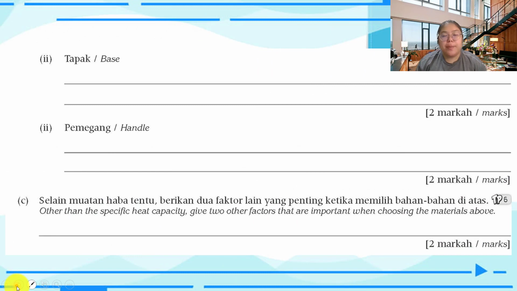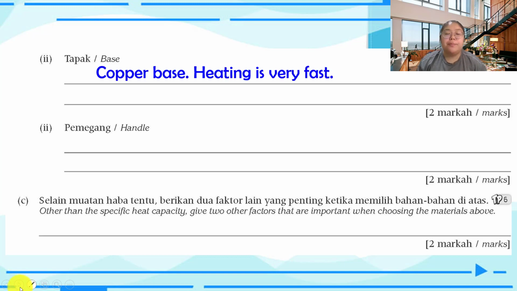Okay, then the base, we also refer to the table. For the base I want low specific heat capacity, so from here we find there's copper. Okay, copper base. Reason: the heating is very fast. Although just now they said aluminium gets hot faster, the meaning should be the same. Don't use the same words to explain. So from this one we just say heating is very fast.